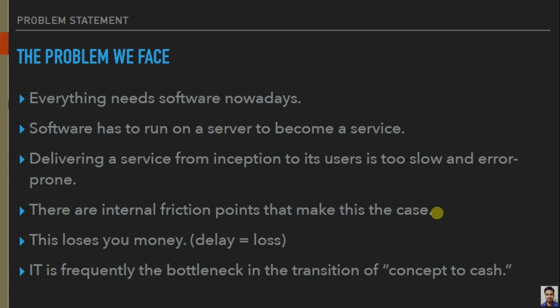So agile method is generally proving to be much beneficial and much faster in this field. There are internal friction points that make this the case. This loses your money, because if you do not deliver the particular application or software to the user in a particular time frame, you can lose money. IT is frequently the bottleneck in the transition of concept to cash.